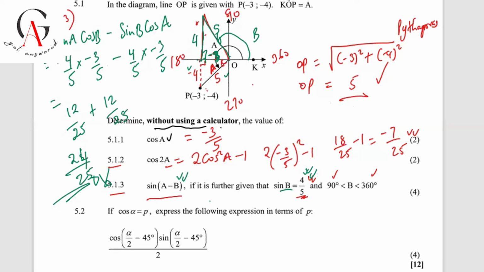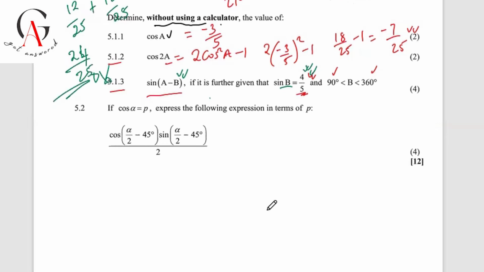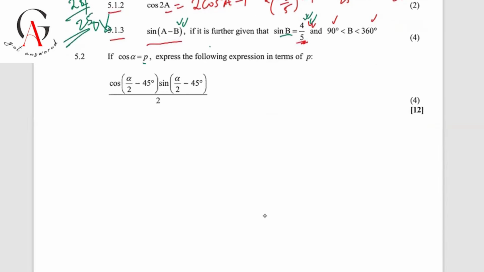Then 5.2, which is a bit separate from our diagrams up there, they're telling us that if cos alpha is p, can we express the following expression in terms of p? Now, there's something that we need to understand with this expression, that there's something funny. We have cos and sine. This is more like the identity of the double angle of sine. Let me say we have sin 2 alpha. No, let me not use alpha because I'll end up confusing people.